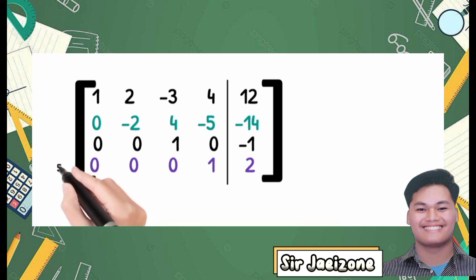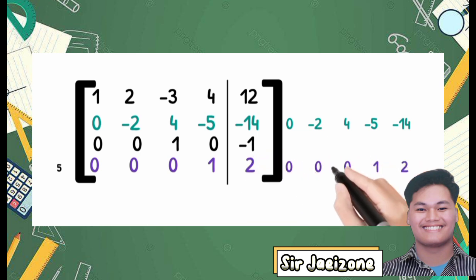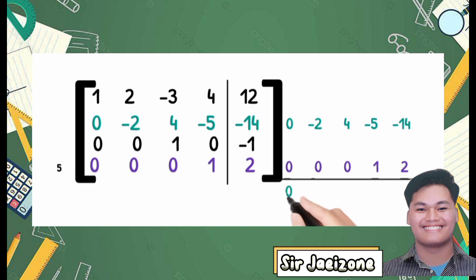Next, make the negative 5 from row 2 0. To do so, multiply the fourth row by 5 and add the product of row 4 to row 2, and the sum of the two rows will be the new row 2.